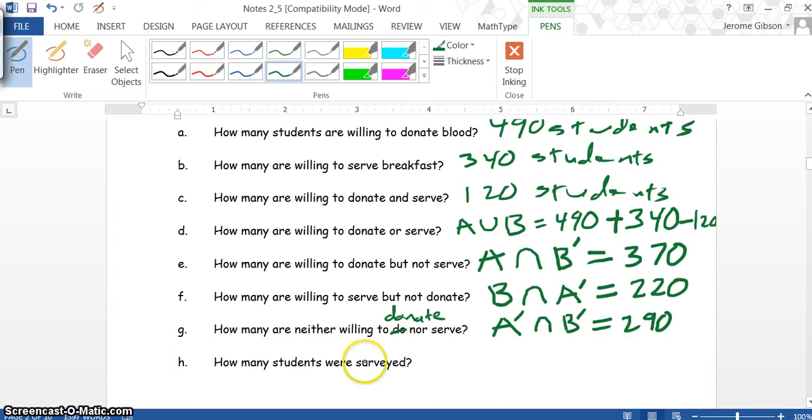Now we have H. How many students were surveyed? Now, we would need to add up all of the regions. So we will have region 1, 2, 3, and also region 4.